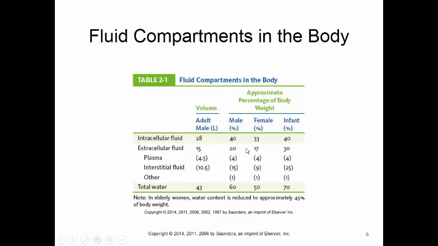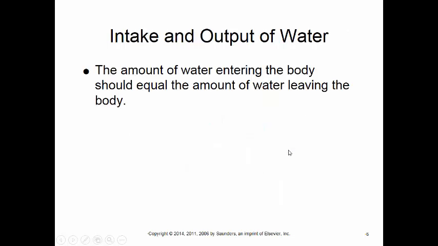You can see that the intracellular is the highest percentage for each one, and then the extracellular we can break down, and we can see that the plasma and the interstitial fluid are the two big ones for the extracellular fluid. The water amount in our body comes from intake and output, so they should be equal to each other. The amount that goes in should be the same amount that goes out on a daily basis.